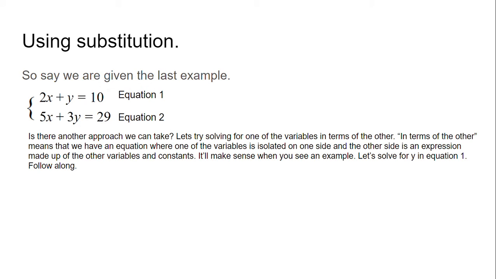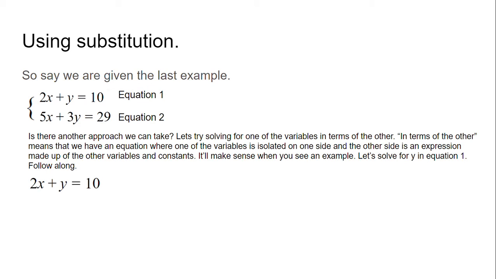Let's try solving for one of the variables in terms of the other. In terms of the other means that we have an equation where one of the variables is isolated on one side, and on the other side of the equation there's an expression made of the other variable and constants. It'll make sense when you see an example. Let's solve for y in equation 1. Follow along.